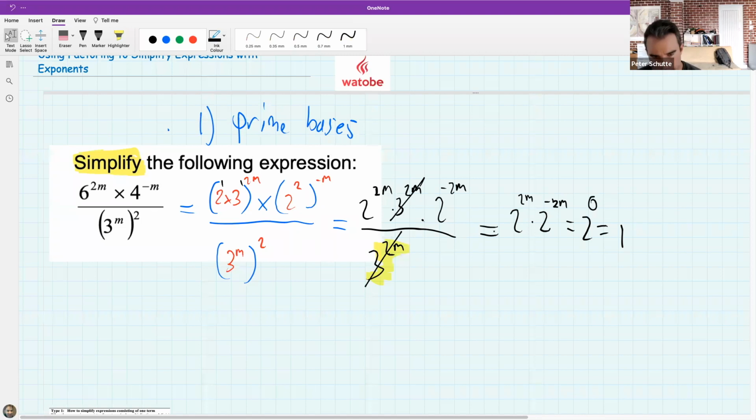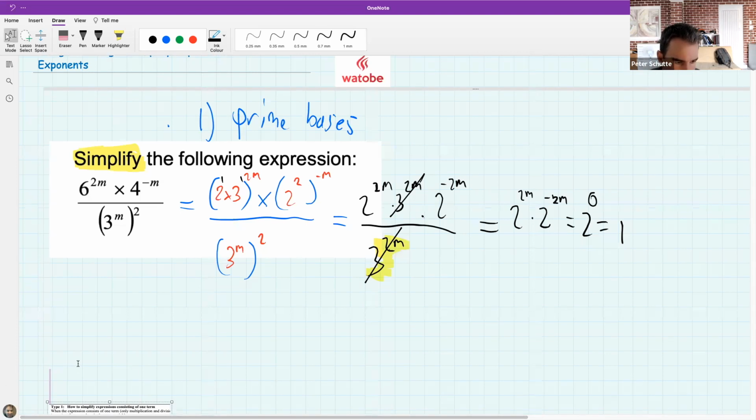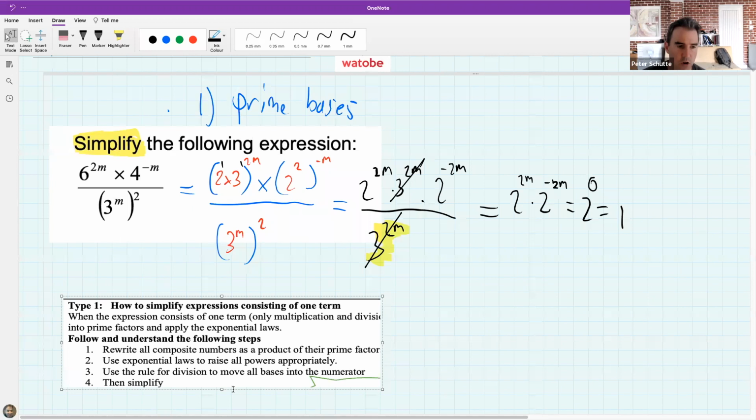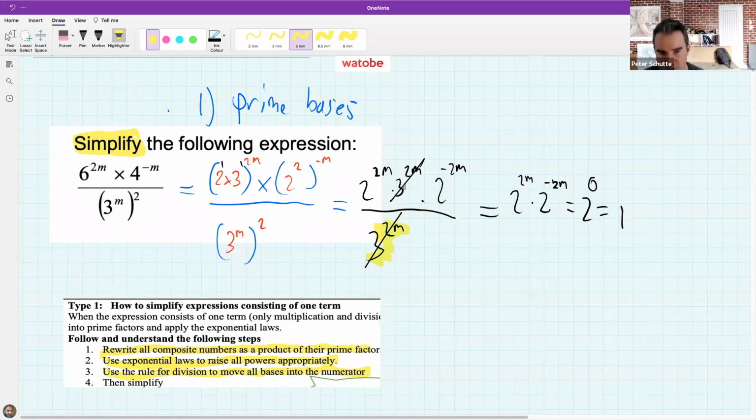Well done, everyone. So the steps there are, basically, prime bases. But let's have a look here. There's a little cheat sheet that I've got. Well, not a cheat sheet, but you know what I mean. Rewrite all composite numbers as products of their prime factors. Use exponential laws to raise all powers appropriately. Then use the rule for division to move all bases into the numerator. Basically, that's just moving things from below to above. However, in this scenario, we could cancel out because there was the same on the top and the bottom. And then the final one is simplify.